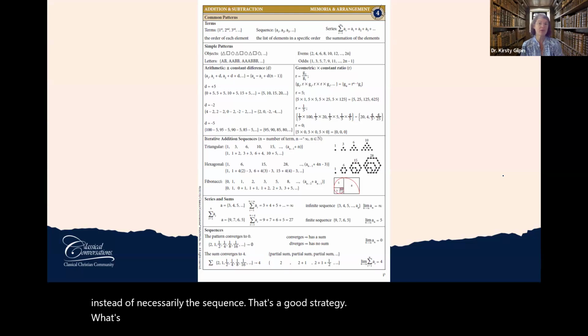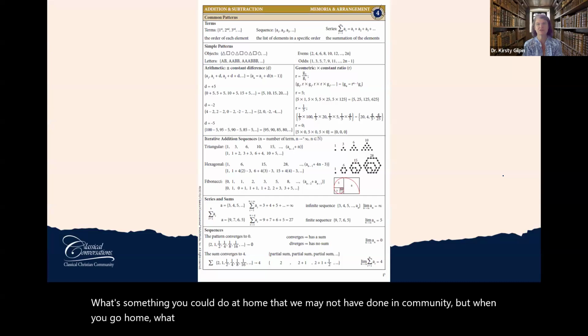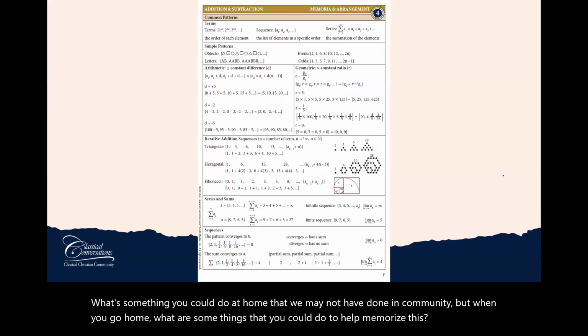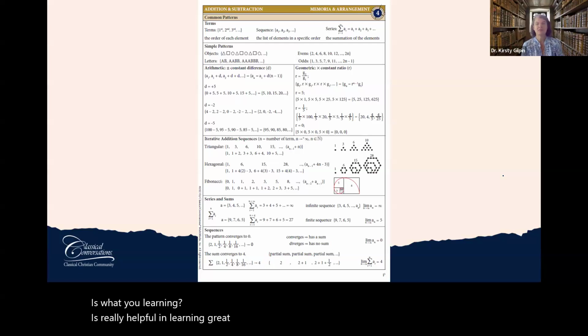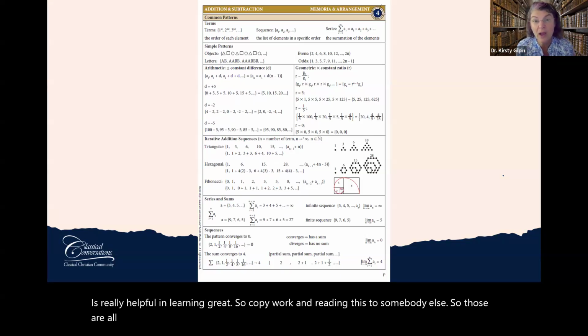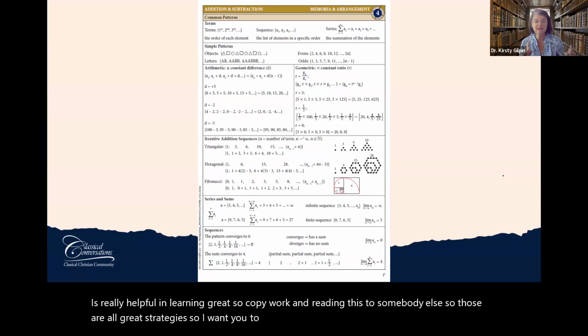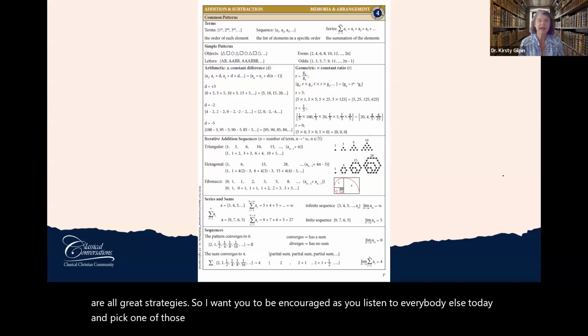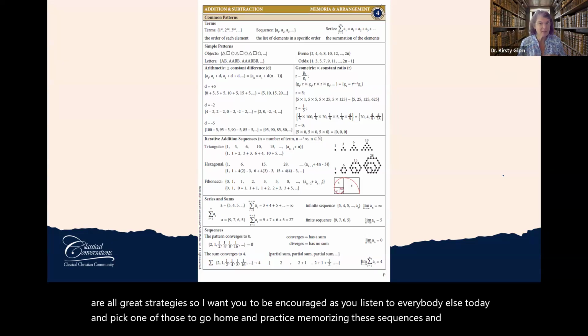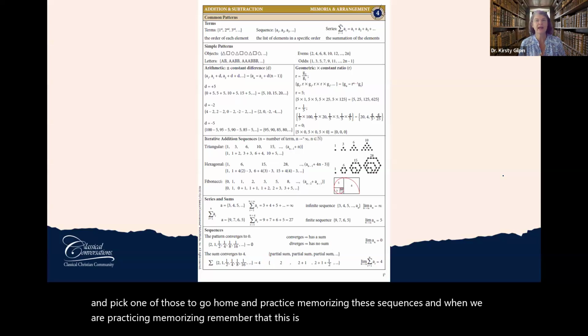What's something you could do at home that we may not have done in community, but when you go home, what are some things that you could do to help memorize this? I think explaining to a sibling or a parent what you learned is really helpful in learning. Great. So copy work and reading this to somebody else. So those are all great strategies. So I want you to be encouraged as you listen to everybody else today and pick one of those to go home and practice memorizing these sequences. And when we're practicing memorizing, remember that this is our Memoria and our arrangement page.